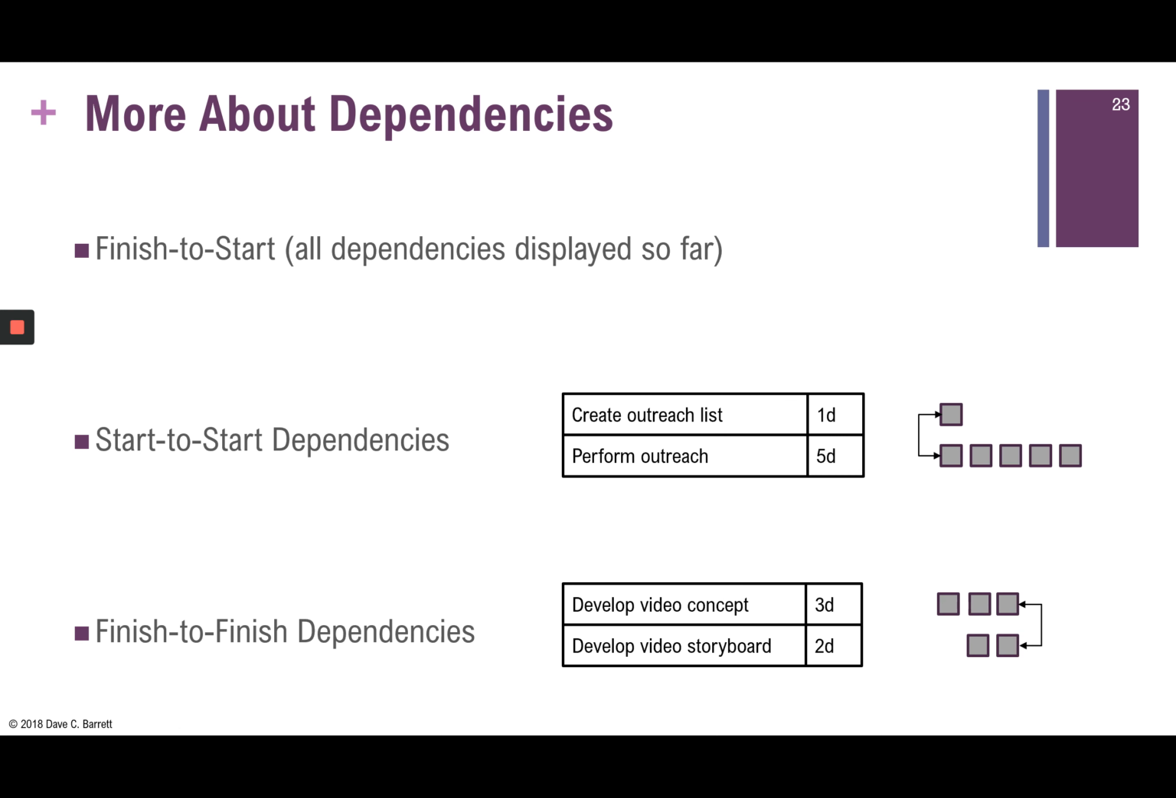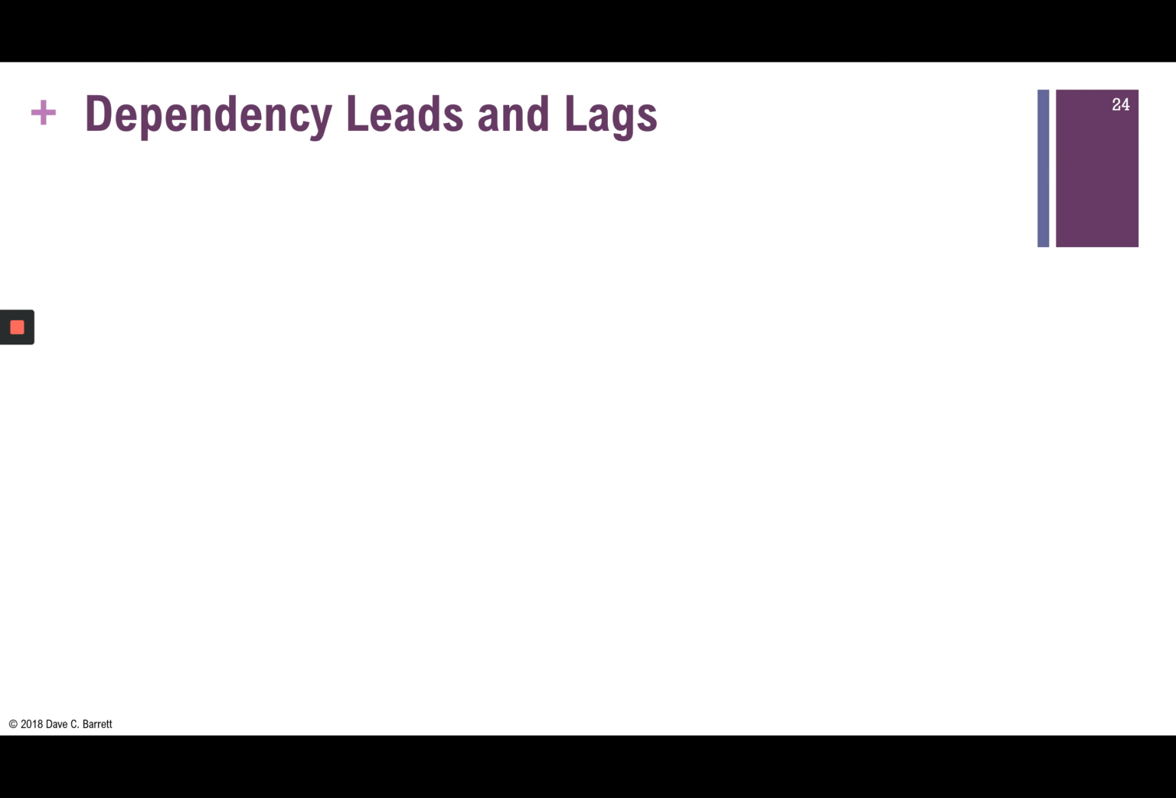Finish to finish dependencies, on the other hand, are sort of the opposite. They're designed to finish together, right? So we have two activities that, because of their durations, may start at different times, but are designed to finish together at the same time. So that's a finish-to-finish dependency.